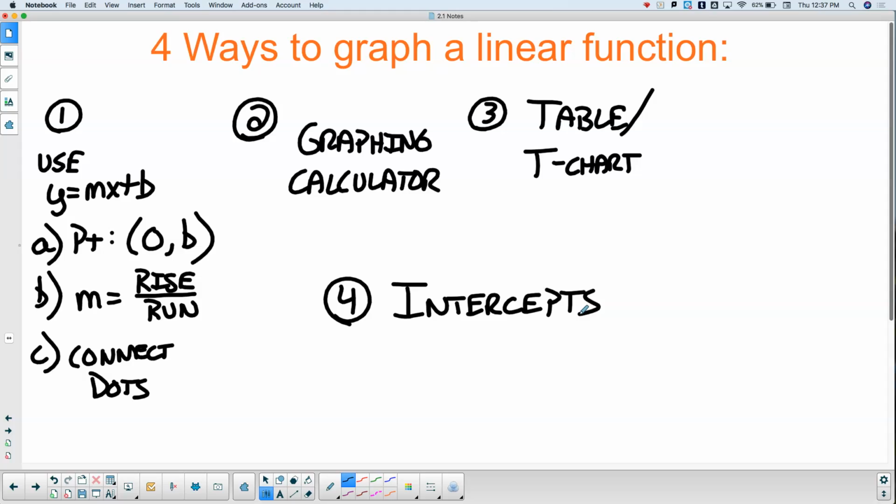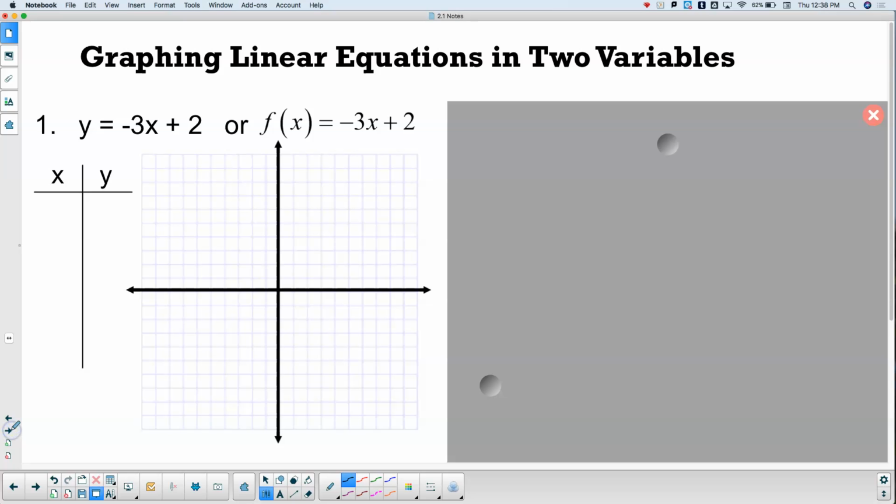You're probably going to stick with method number 1. That's going to be your go-to jam. Secondary, you're probably going to go with a table or T-chart. So, let's do it. Let's graph some lines. So our line can either be y equals negative 3x plus 2, or it can be f of x equals negative 3x plus 2.